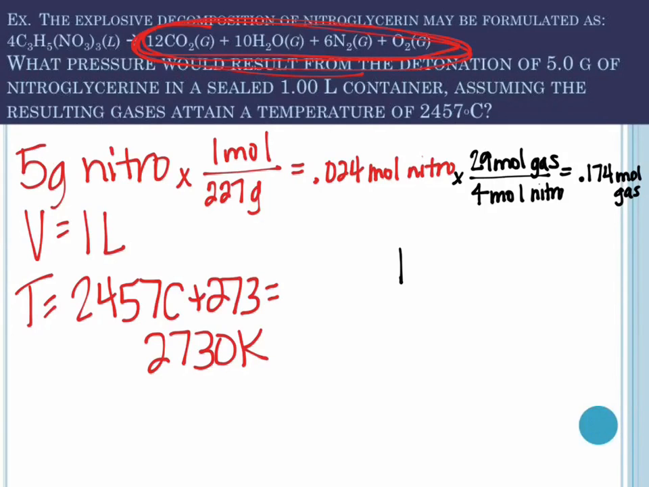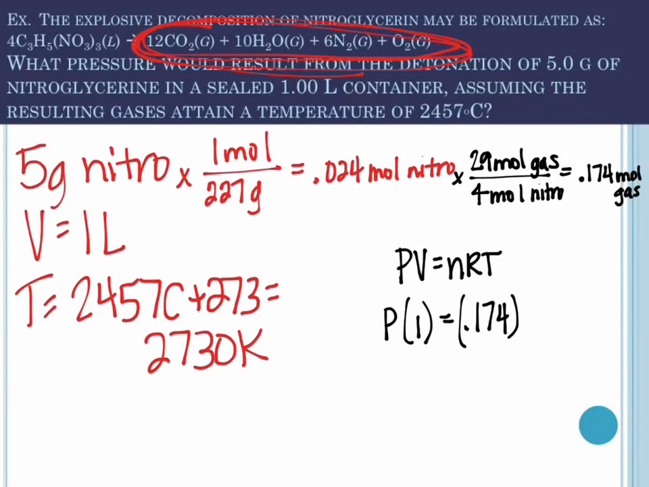So we need PV equals nRT. P, V is 1, n is 0.174, R is 0.821, and T is 273. So what's the pressure exerted? That is incorrect.